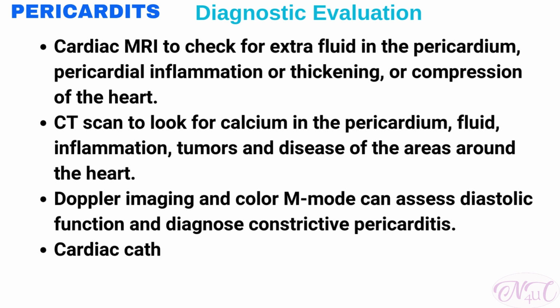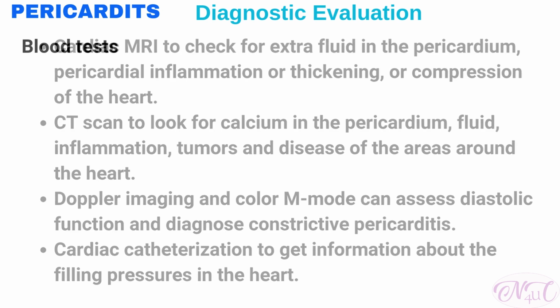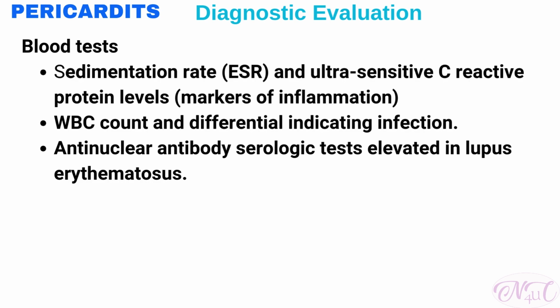Cardiac catheterization to get information about the filling pressures in the heart. This test can confirm a diagnosis of constrictive pericarditis. Blood tests can help the provider make sure the client is not having a heart attack, see how well the heart is working, test the fluid in the pericardium, and help find the cause of pericarditis. If the client has pericarditis, it is common for the sedimentation rate and ultrasensitive C-reactive protein levels to be higher than normal. Common laboratory findings include WBC count and differential indicating inflammation.